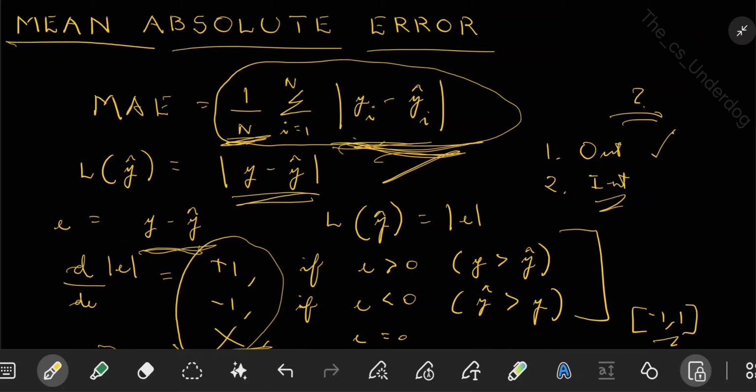Then generally, where do you see MAE, mean absolute error? Generally, you see this in forecasting problems or competition metrics, these sorts of things. And one more thing we already mentioned is that if the noise is Gaussian, you will go for mean squared error. If the noise is Laplacian, then you will go for mean absolute error. So this is it about mean absolute error.